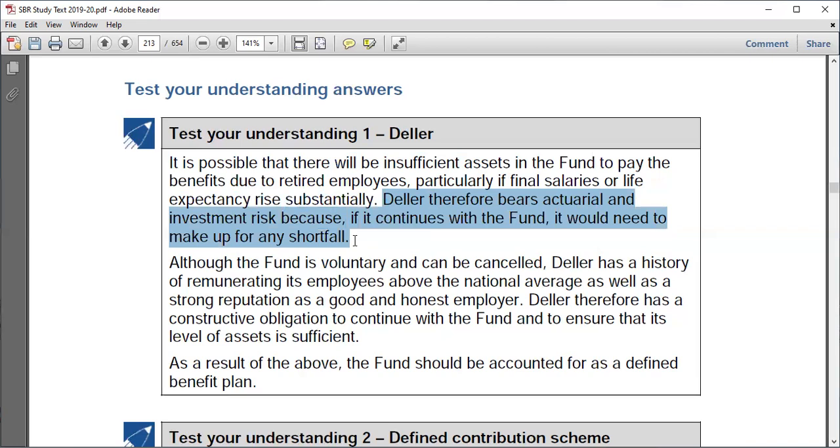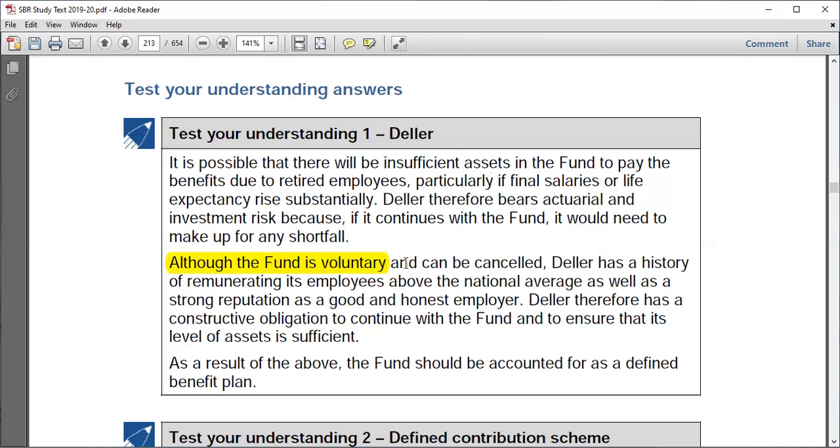But actually, if we proceed here, we find out that although the fund is voluntary, the point that the fund is voluntary could have led you to think that this is a defined contribution, because it's just voluntary, you can cancel it at any time. But while you are at it, it means that you have committed yourself, right?